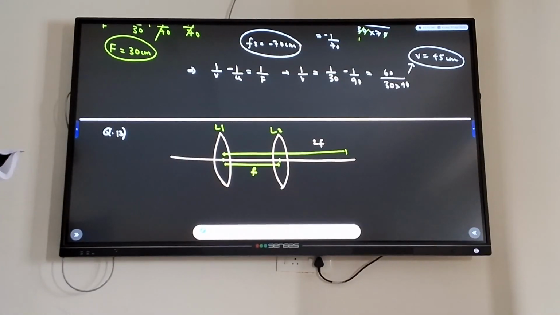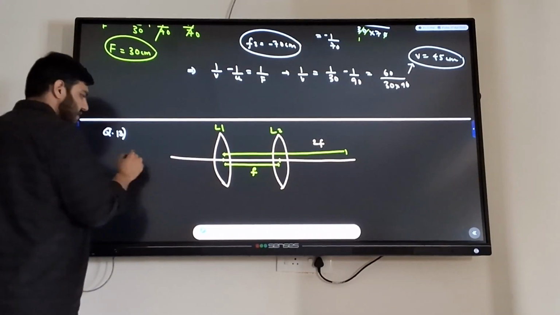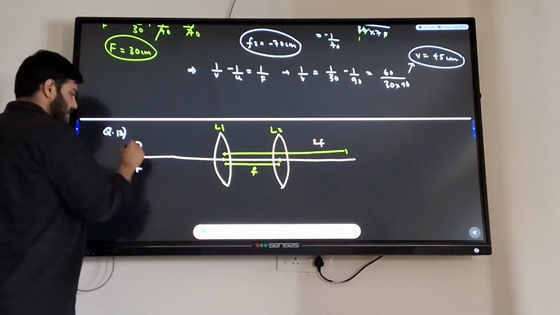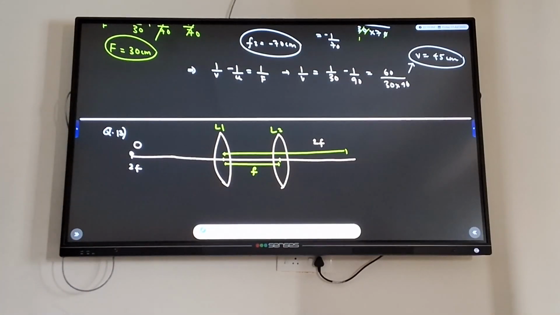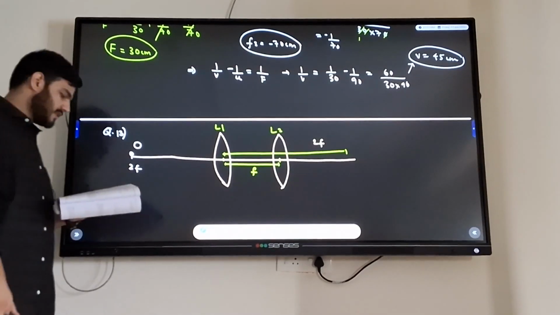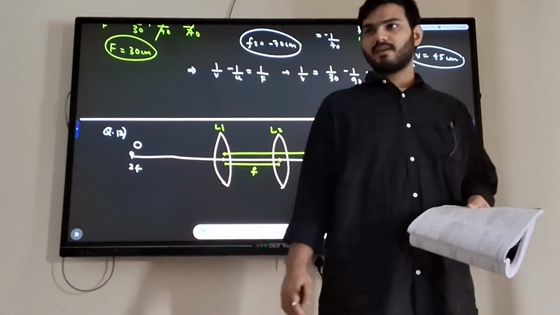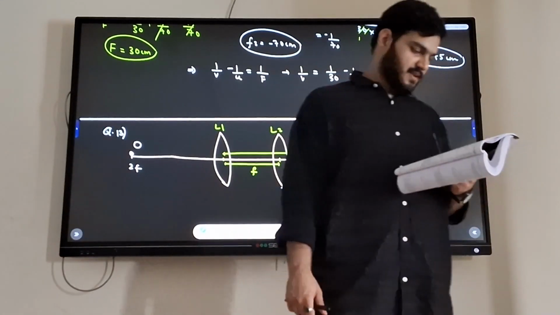An object is placed at a distance of twice the focal length from the left lens, so it is placed at 2F. Here my object is there. They are asking to find where the image is formed and what is the lateral magnification. The focal length of each lens is F.